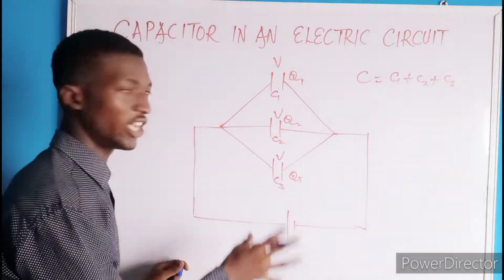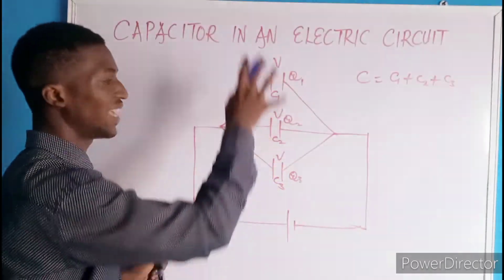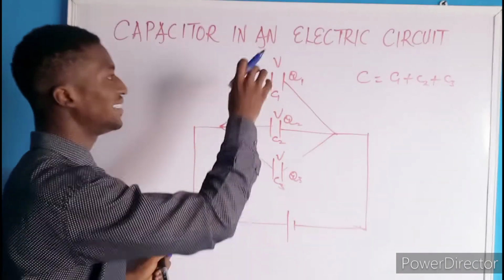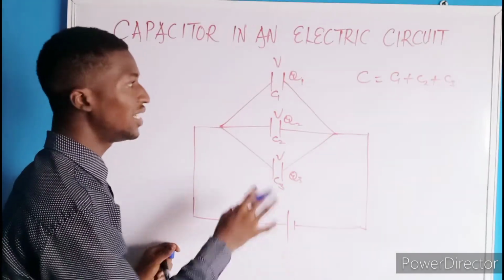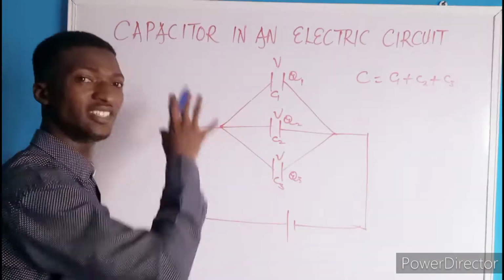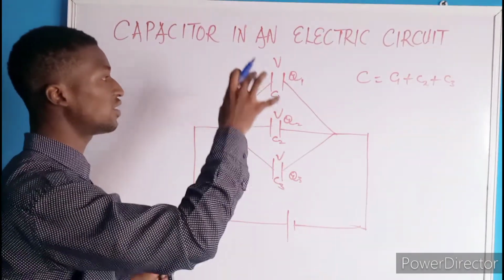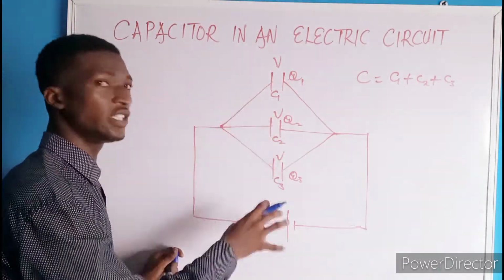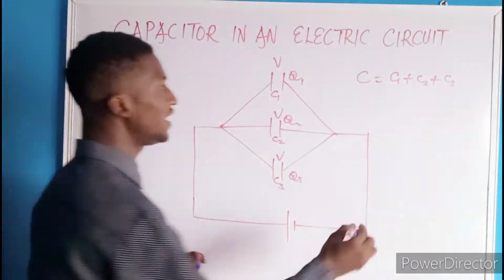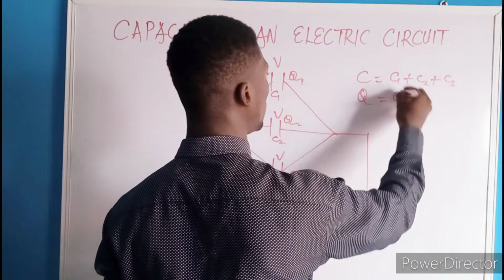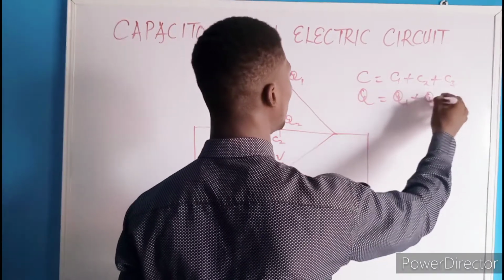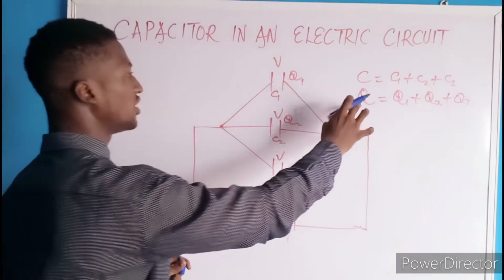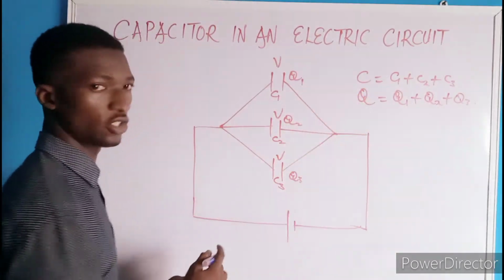Meaning that in a parallel connection, the capacitances of the capacitors are different, the charge across each capacitor is different, and the voltage is the same. This is contrary to a series arrangement, in which the capacitances are different, the voltages across the capacitors are different, but the charge is the same. So our total charge is the first charge plus the second charge plus the third charge. The summation of all the charges gives us the equivalent charge.